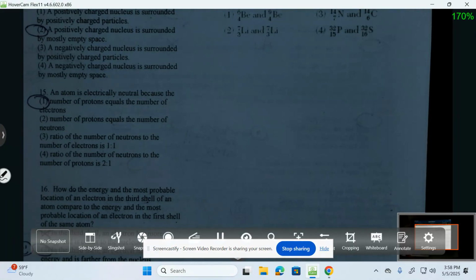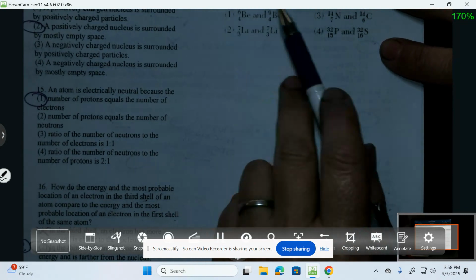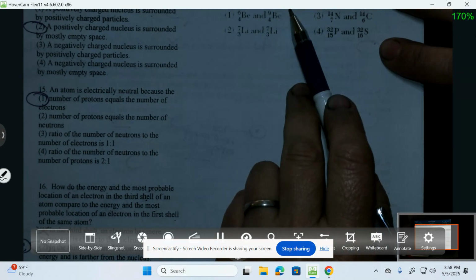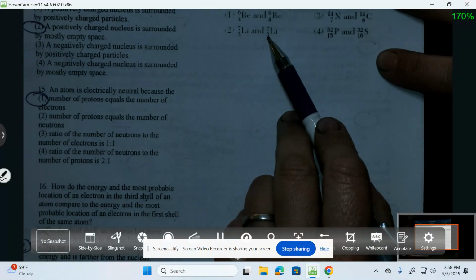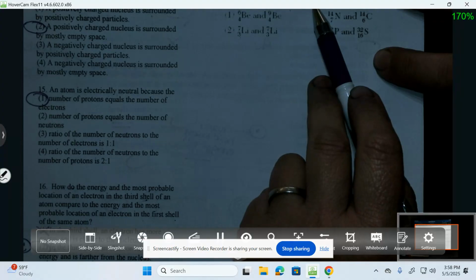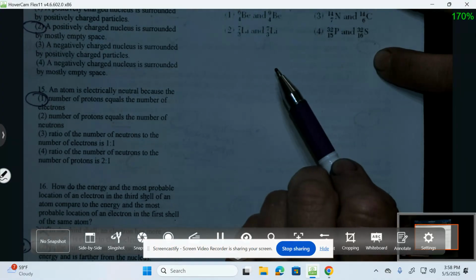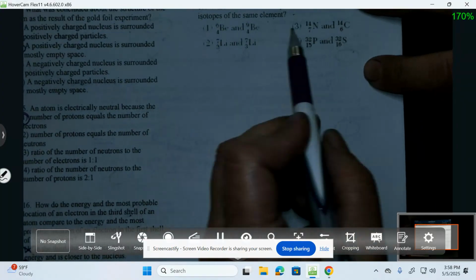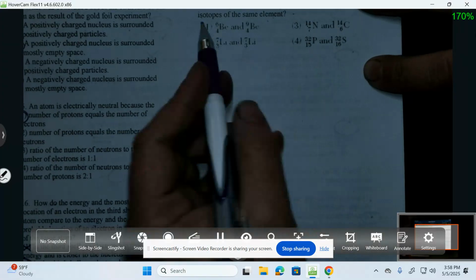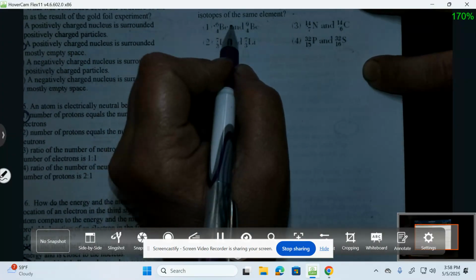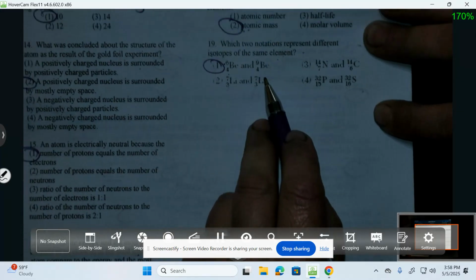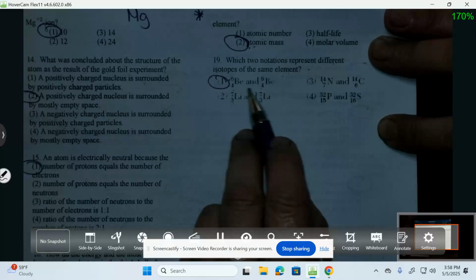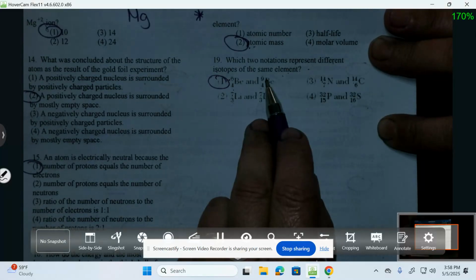It's on every Regents. And then, which two notations represent different isotopes of the same element? Same element, they have to have the same bottom numbers because they have to be the same element, same number of protons, but they are isotopes, which means they're going to have different masses. And if they have different masses, the top numbers are going to be different. So, this is a 6 and this is a 9. That looks like it's going to be my answer, because 4 and 4, same atomic number, different mass numbers.